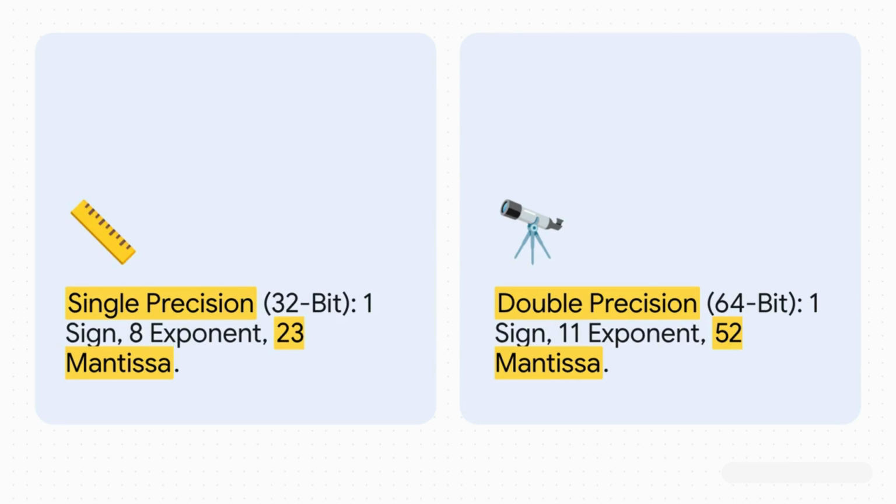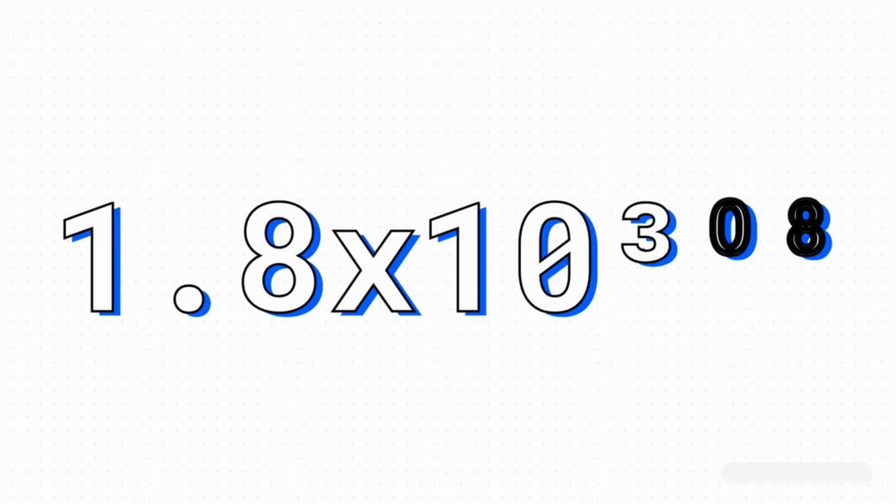But now, check this out. We have 11 bits for the exponent, which gives us a way bigger range of numbers. And the mantissa? It gets a massive 52 bits. That is just a staggering leap in how precise our numbers can be. So just how big a range are we talking about? Well, a 64-bit number can represent values up to roughly 1.8 with 308 zeros after it. I mean, that's an astronomically huge number. It's hard to even wrap your head around it. And it's all possible just by giving a few more bits to that exponent part.